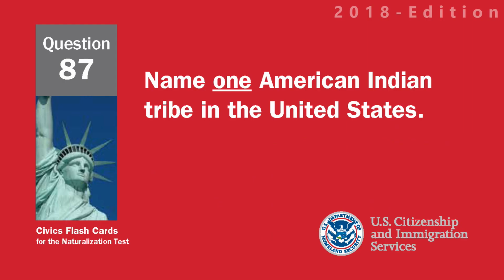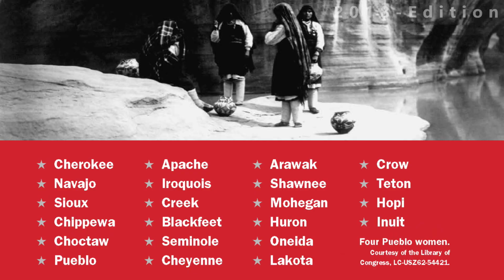Name 1 American Indian tribe in the United States. USCIS officers will be supplied with a list of federally recognized American Indian tribes. Cherokee. Navajo. Sioux. Chippewa. Choctaw. Pueblo. Apache. Iroquois. Creek. Blackfeet. Seminole. Cheyenne.